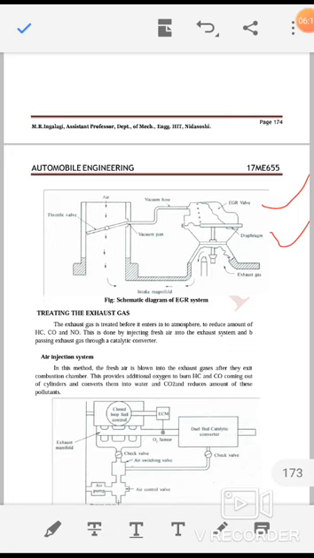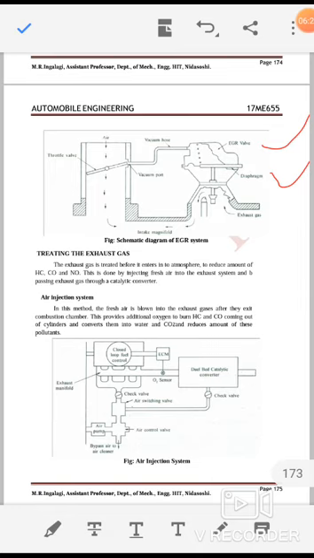This is done by injection of fresh air into the exhaust system and passing the exhaust gas through the catalytic converter. That is also possible when we circulate these gases. Exhaust gases consisting of HC, CO and NO pass through a catalytic converter and air injection system. We can also reduce the formation of HC, CO and NO which are exhausted into the atmosphere by using one more device, that is the air injection system.